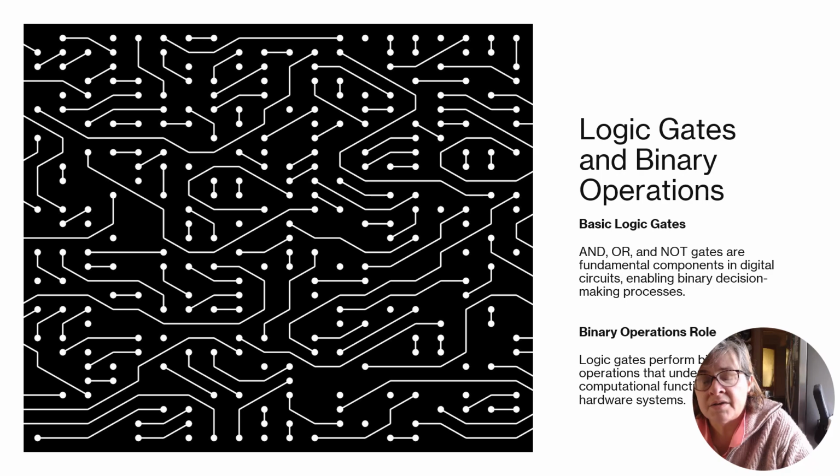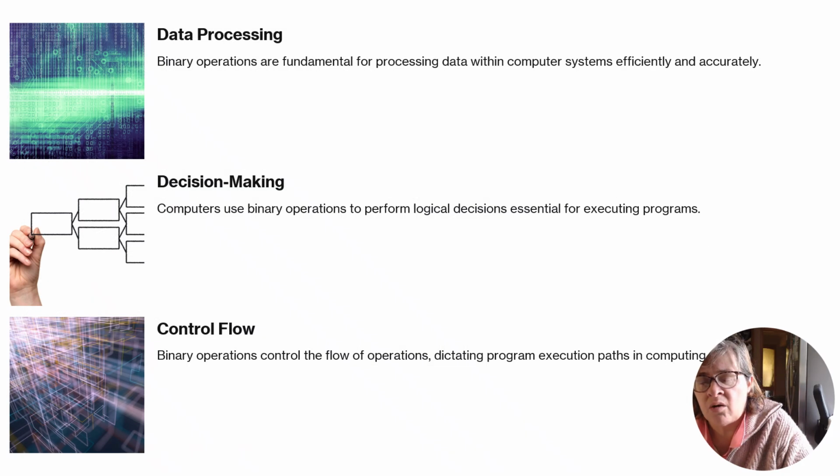Logic gates such as AND or NOT perform basic operations, okay? Binary operations enable data processing, and some of this I'm going through quickly because I don't want to get bogged down. Data processing, decision making, control flow in computer systems. Okay, so highlighting the central role.